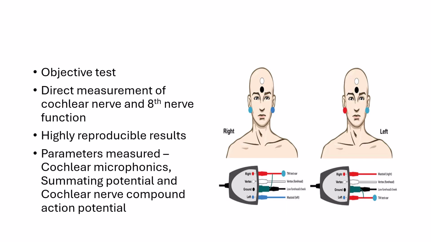Now, SP/AP parameters. An abnormal SP/AP ratio often indicates endolymphatic hydrops. So if a patient comes with vertigo plus low frequency hearing loss plus an abnormal ECOG, think Meniere's.